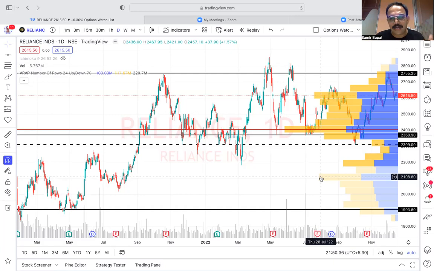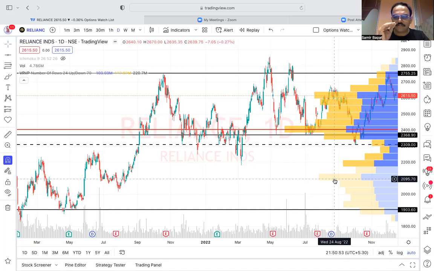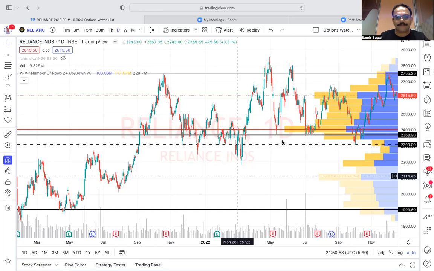Ideally, I don't believe in adding on when it is going down. I would rather wait for it to come back above my purchase price and go up. I'm a little bit against averaging, but if you want to average, you can average like this. Is everyone clear where you can add on using this volume profile?